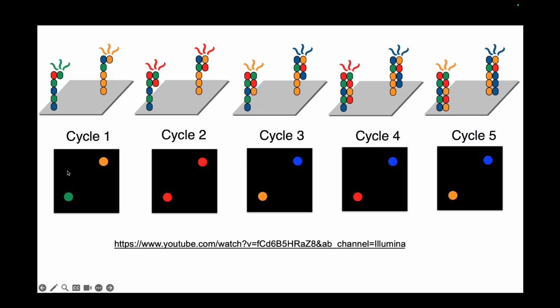So like this, for each cycle, a particular ddNTP is added, which emits a fluorescent tag, and that picture is processed by the sequencing machine, and the base callers predict what base has been added in that particular cycle.